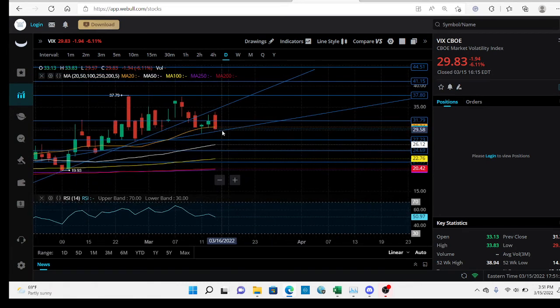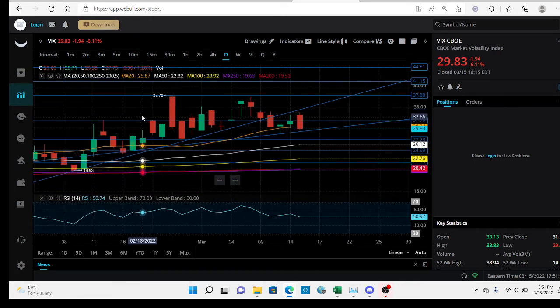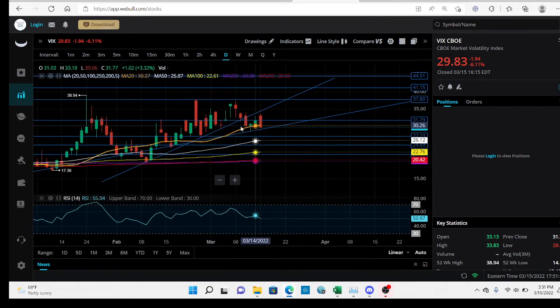I do want to point out that we closed underneath the 20-day on the VIX. So that's 30.34. And you can see we've been holding this 20-day pretty darn well. Over here, we fell below it, but then we closed above. Over here, we touched it and then bounced back. The last time we actually went underneath the 20-day moving average was back here in the middle of February. So it's been above the 20 for quite some time, and today it just broke under.